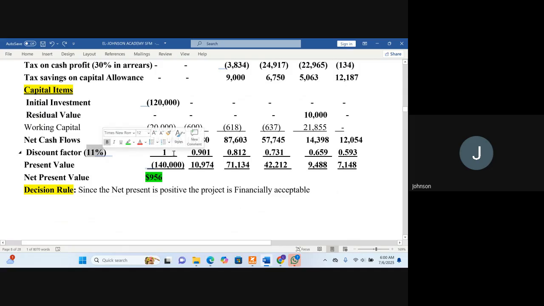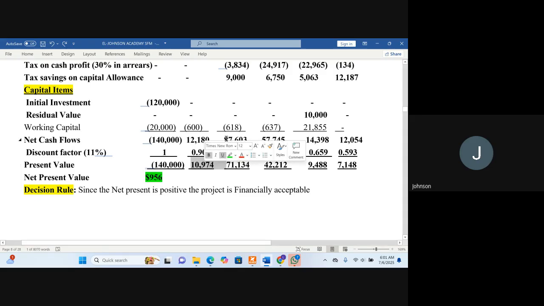So in year zero, anything in year zero, we give you 1. In year 2, you do 1 over 1 plus R with power N. You get this answer, and so on and so forth. Once you are done, you now use this: this times this, you get a negative amount; this times this, you get this amount.